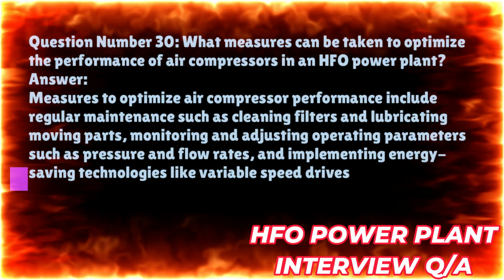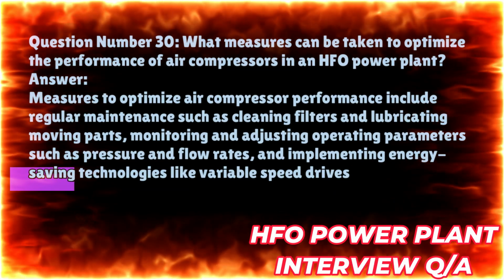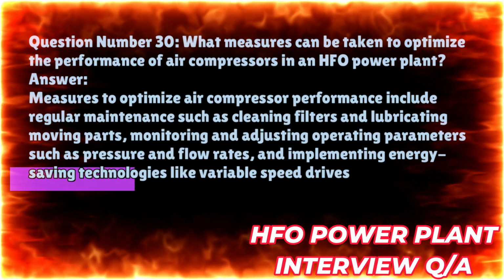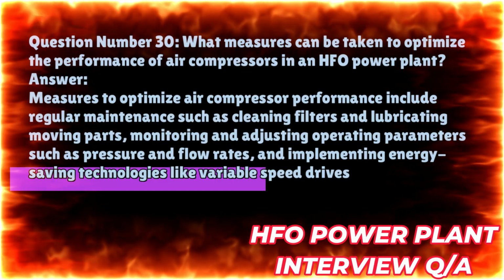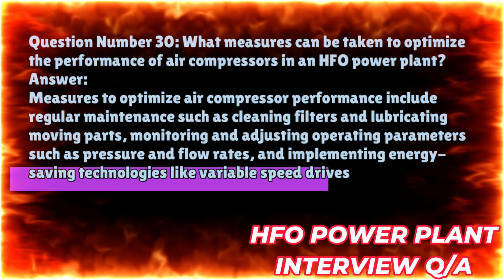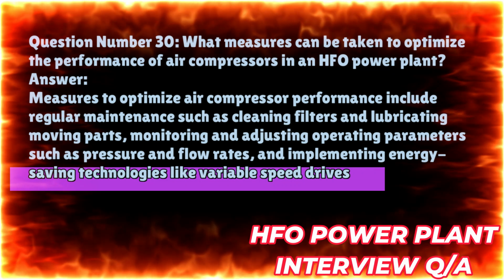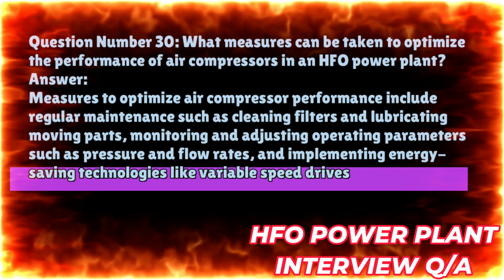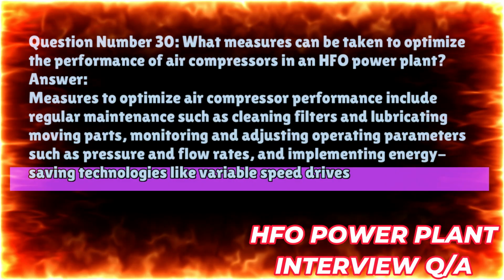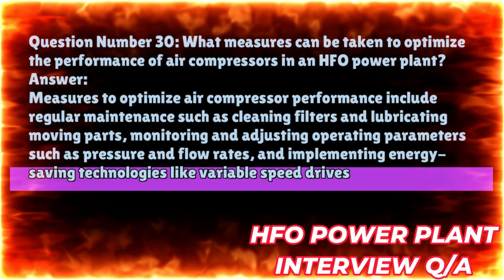Question number 30. What measures can be taken to optimize the performance of air compressors in an HFO power plant? Answer. Measures to optimize air compressor performance include regular maintenance such as cleaning filters and lubricating moving parts, monitoring and adjusting operating parameters such as pressure and flow rates, and implementing energy-saving technologies like variable speed drives.